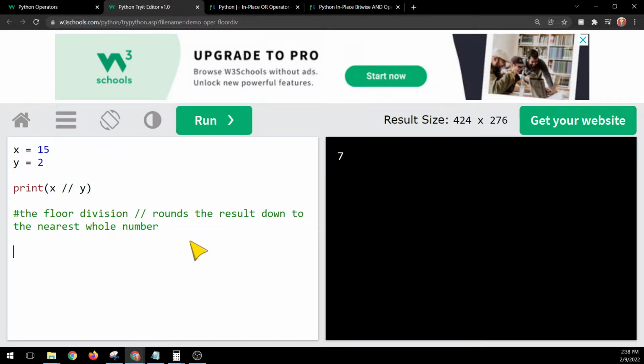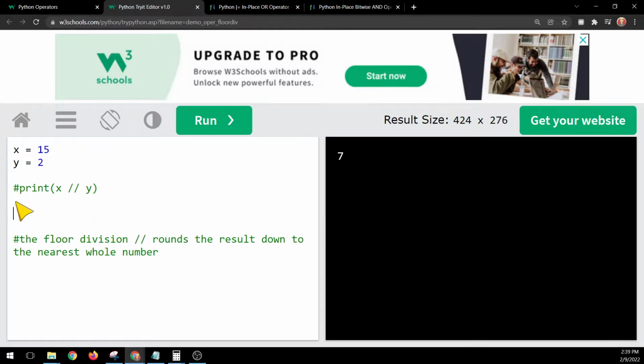Let me just show you the floor function, just so you can see how this works. Floor 7.5. Okay, I'm going to print this. Or let's make it 8.5. Okay, print it.